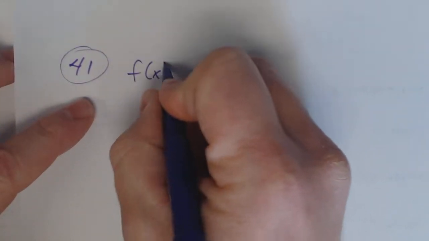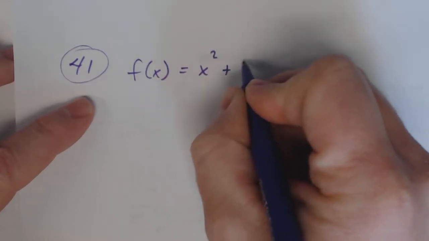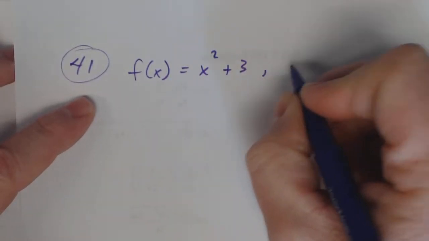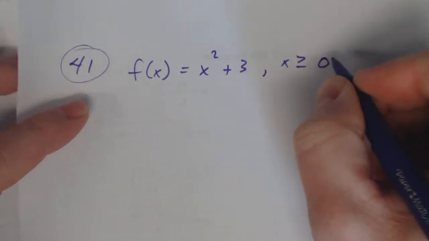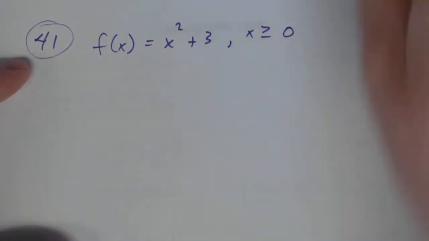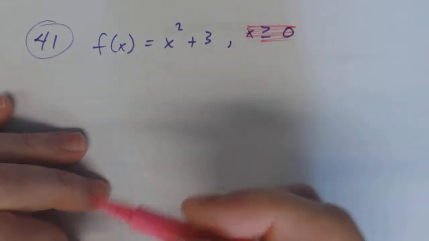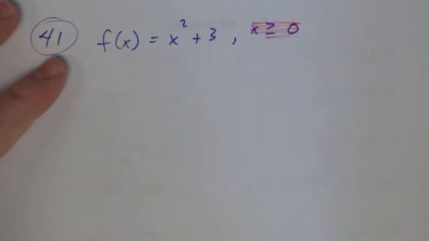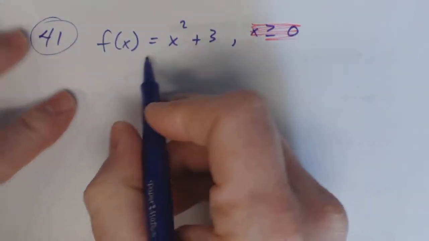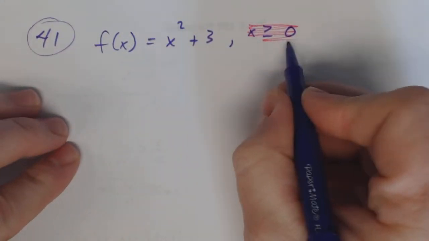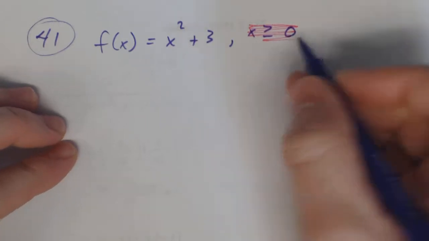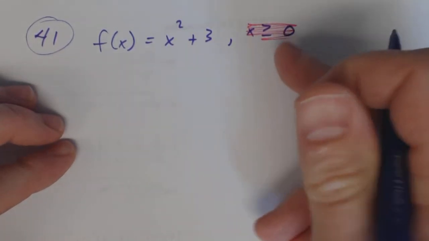Number 41. It says let f of x equal x squared plus 3, x greater than or equal to 0. So this part over here, that part, what that means is that you're only going to talk about this function when your x values are greater than or equal to 0, or positive values.